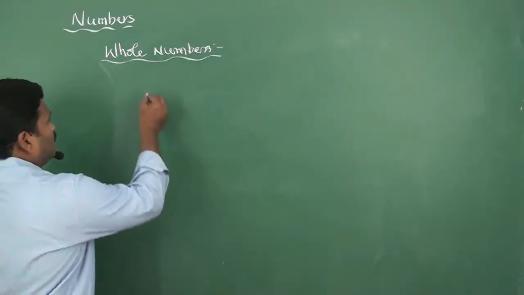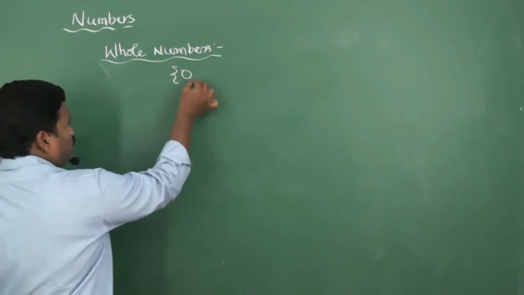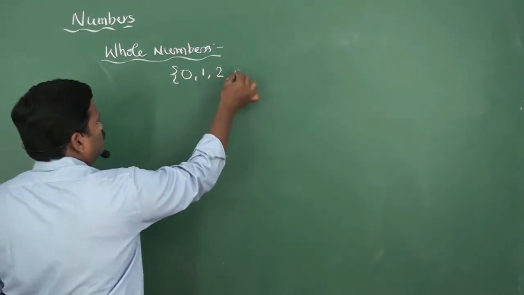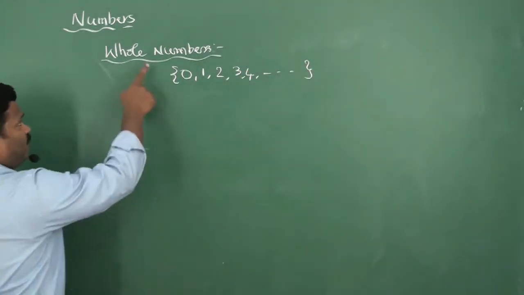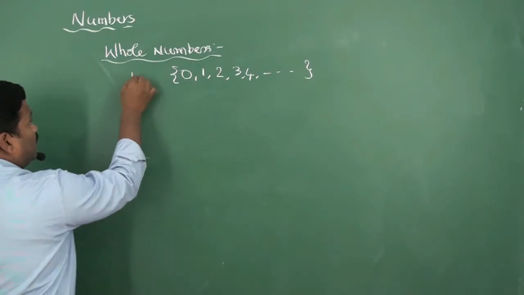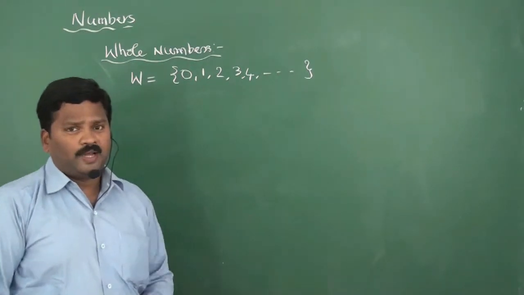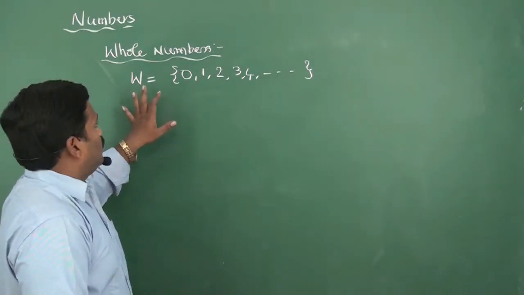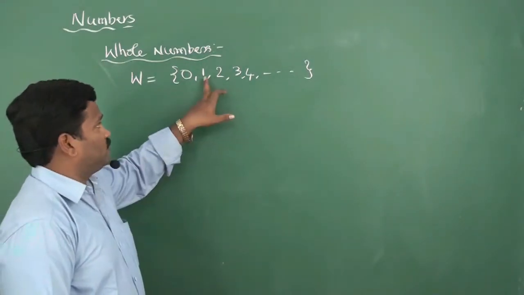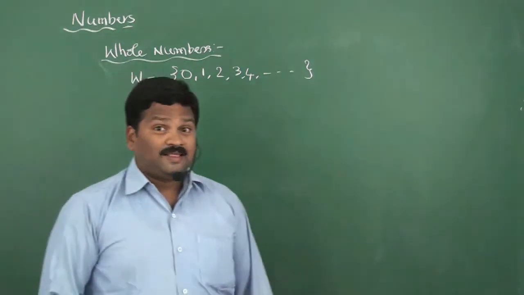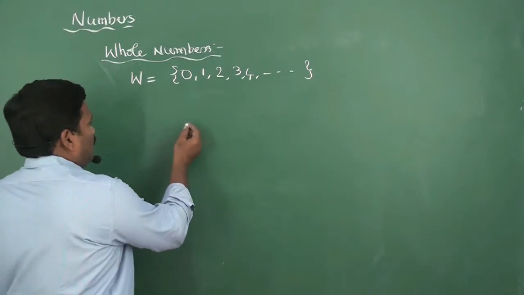In the whole numbers, numbers start from 0: 0, 1, 2, 3, 4 and so on. The set of whole numbers is denoted by the letter W. The first whole number is 0. The second whole number is 1. Likewise, the 10th whole number is not 10. The 10th whole number is 9.